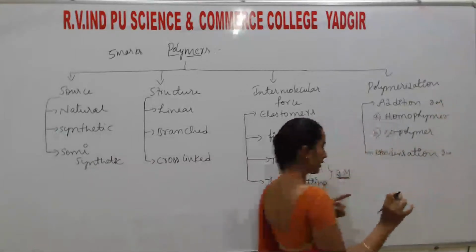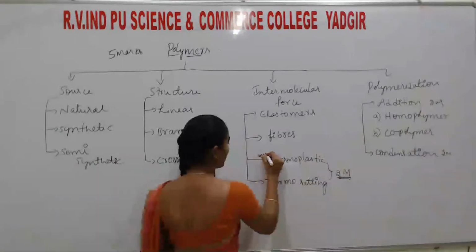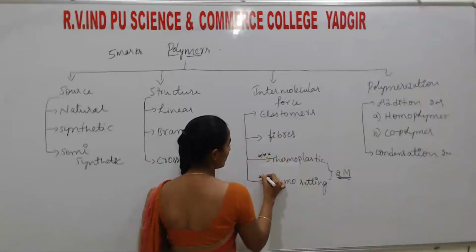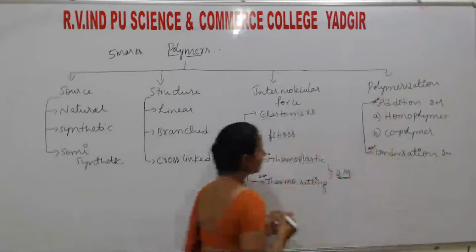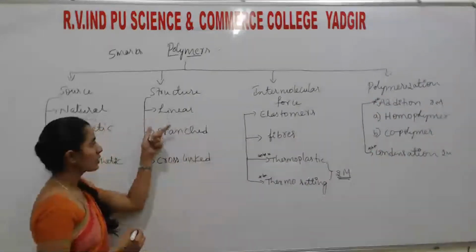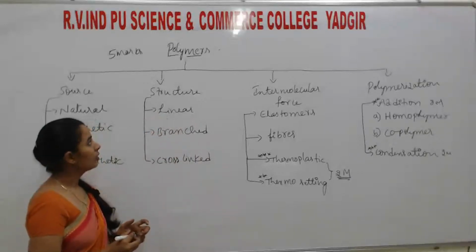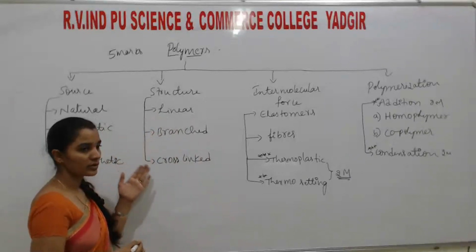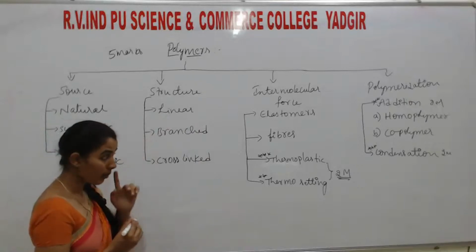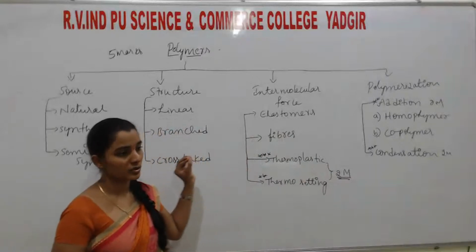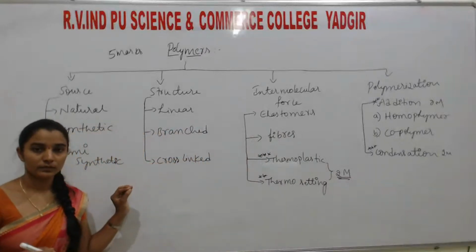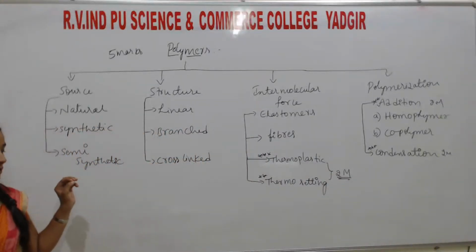The most important ones are these. For 1 mark, what are elastomers, what are linear polymers, what is branched, what is cross-linked. Among those, these are very important, the most often asked questions. Understand? So we will discuss one by one.